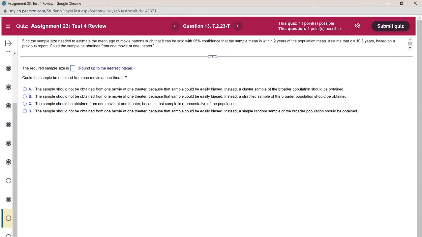Let's look at here. Find the sample size needed to estimate the mean age of movie patrons such that it can be said with 95% confidence that the sample mean is within 2 years of the population mean. Look at here, this 2 years is the margin of error. Assume that the standard deviation is 19.3 years based on a previous report. Could the sample be obtained from one movie at one theater?